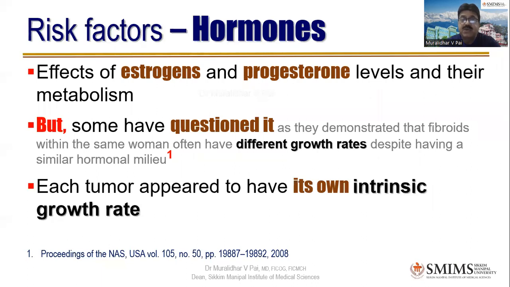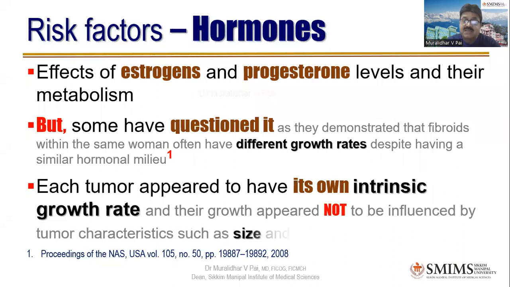Each tumor appears to have its own intrinsic growth rate. Each tumor, all of you know that fibroids are multi-centric in origin. Multiple fibroids will be there, but each one of them have got its own growth potential, maybe depending upon the site, maybe depending upon their other characteristics, location, and the starting size. Their growth appeared not to be influenced by tumor characteristics such as size and location. So it is something else that is probably guiding them.